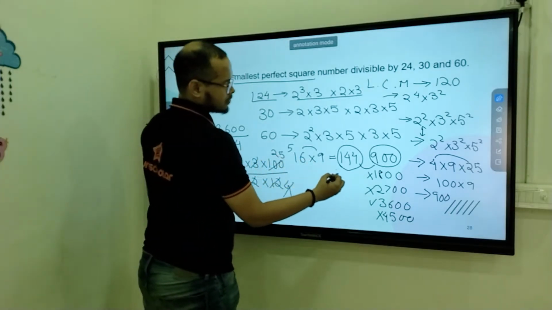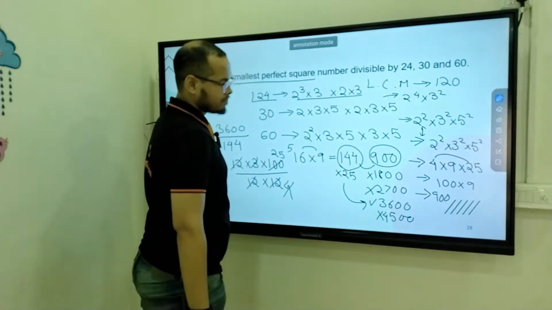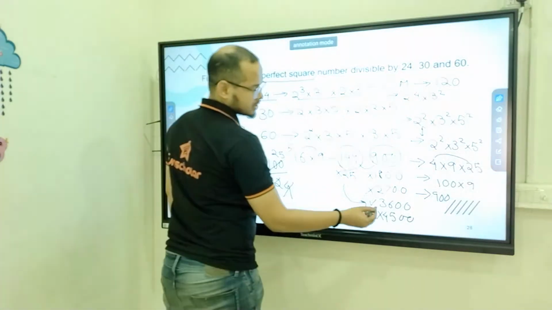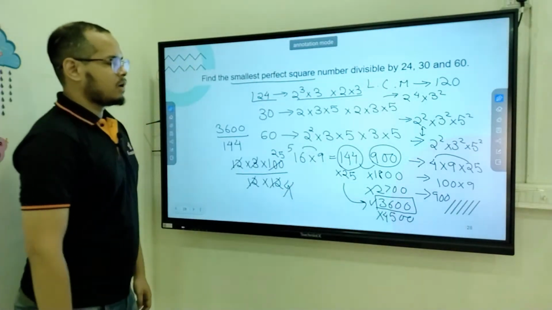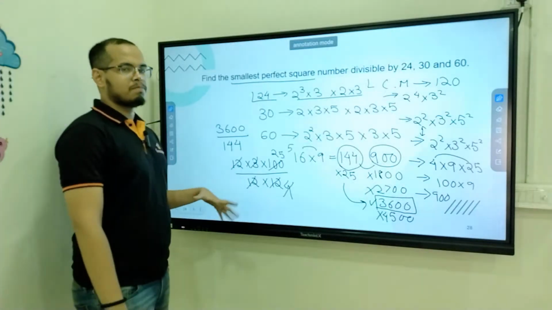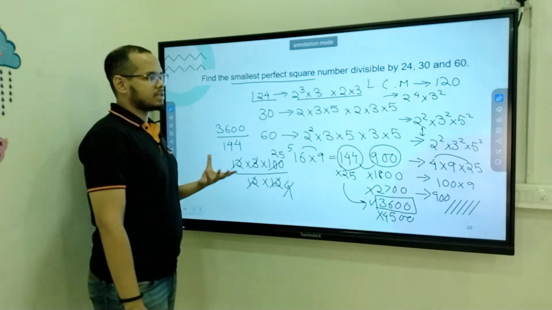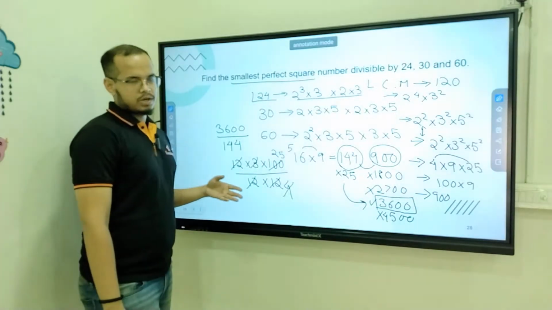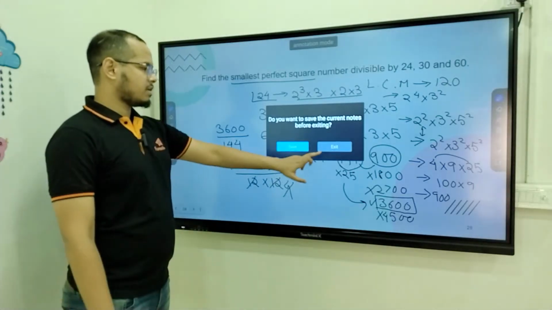So 144 into 25 will give us, okay. So we have found out the answer. The answer is 3600 in this particular sum. Okay, so this is the most basic common method to do that. But in case in your exam you want to solve this kind of sum, the step that I use is this. Did you understand?